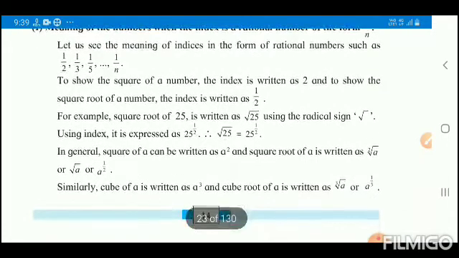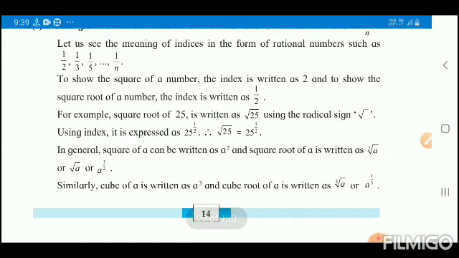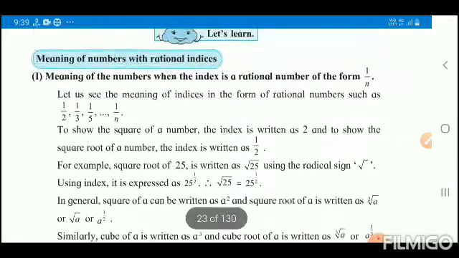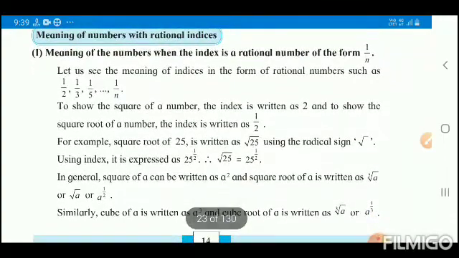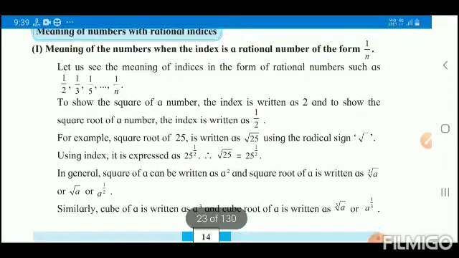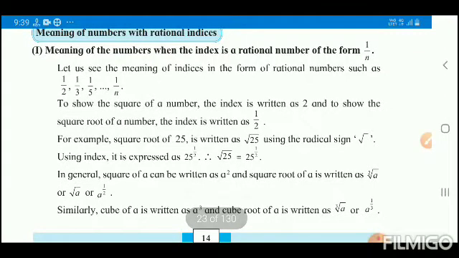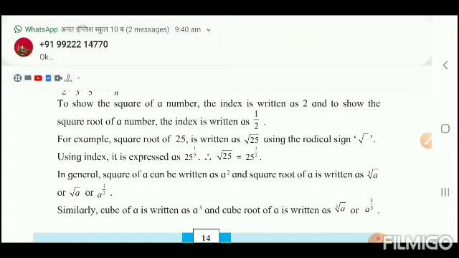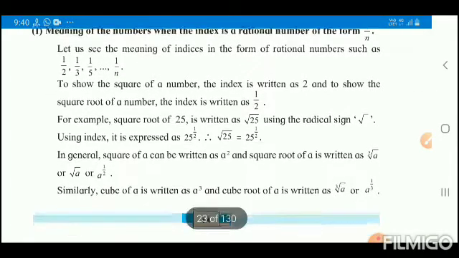Now look, before that we had seen the indices in the integer form. You know, all positive numbers, 0 and all negative numbers are known as the integers. Now we will see rational numbers. Rational numbers we write in fraction form or m upon n form. So here we have to take the indices such as 1 upon 2, 1 upon 3, 1 upon 5 and so on up to 1 upon n.